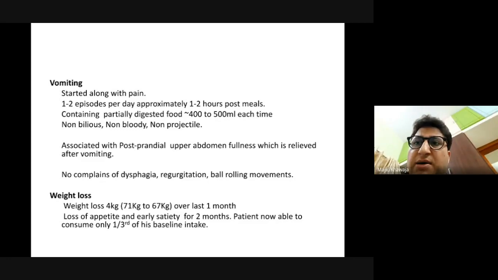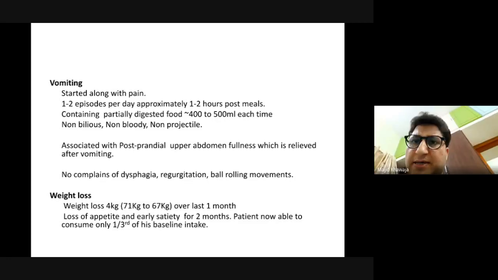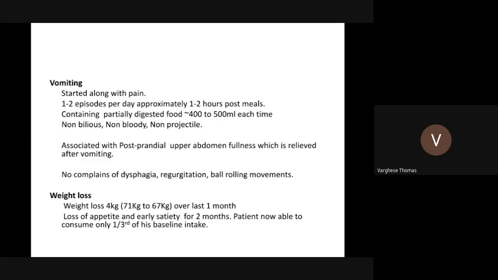It can be carcinoma of pancreas, or it can be a chronic pancreatitis background with pseudocyst, which is pushing on the stomach and causing obstructive symptoms. The history is not typical, because there is no history suggestive of chronic pancreatitis. Why is it unlikely to be chronic pancreatitis? Because, sir, there is no known history of pancreatitis or chronic abdominal pain in the past.